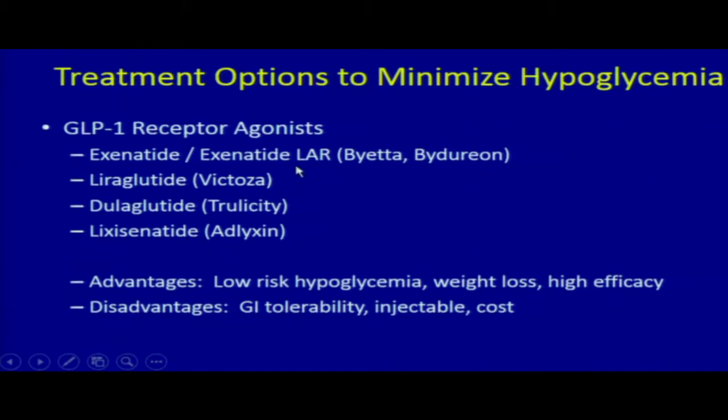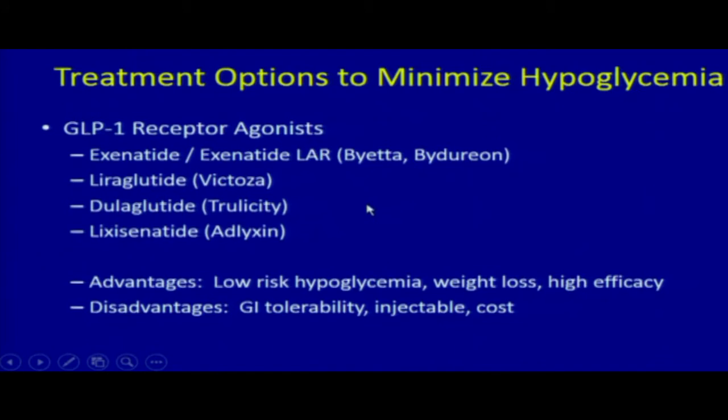The GLP-1 receptor agonists, these are subcutaneous medications. Byetta is a twice-daily injection. Victoza and Adlyxin are once-daily injections. And then Bydureon and Trulicity are now once-weekly preparations of GLP-1 receptor agonists.